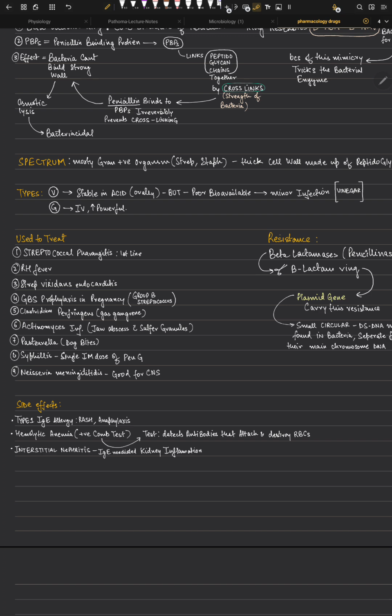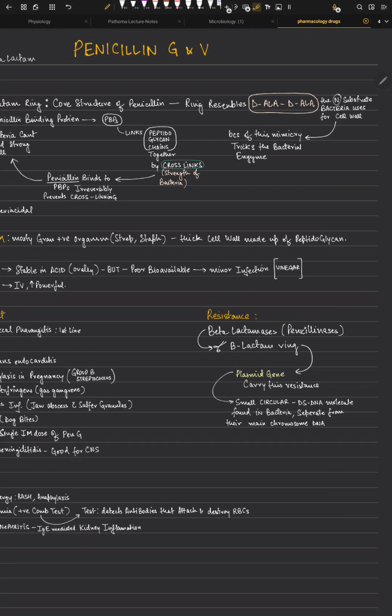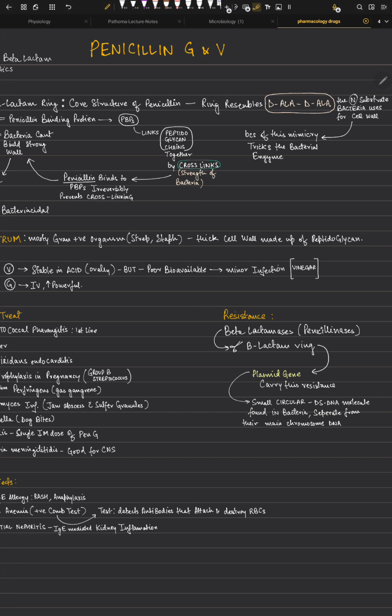Interstitial nephritis. Interstitial nephritis means it's an immune-mediated reaction, and it's just kidney inflammation. That's it.